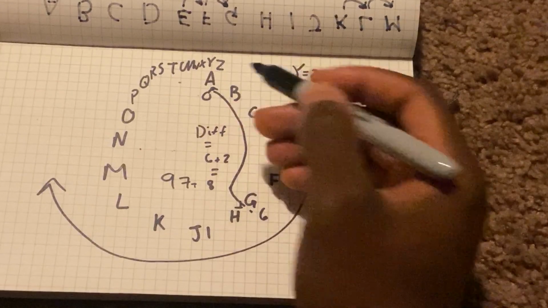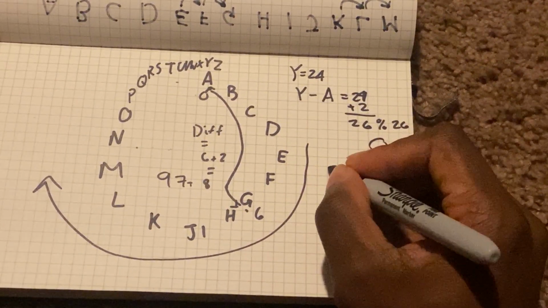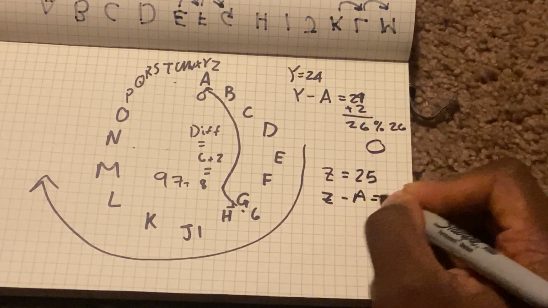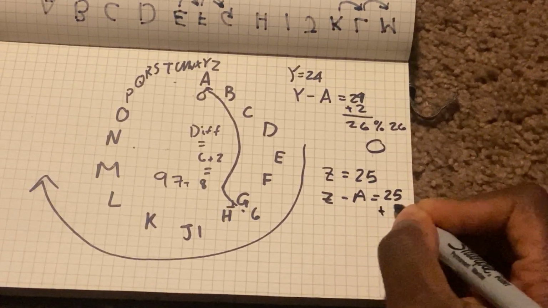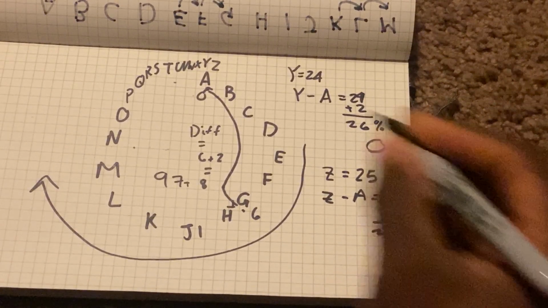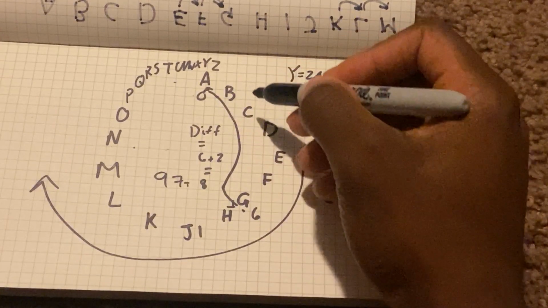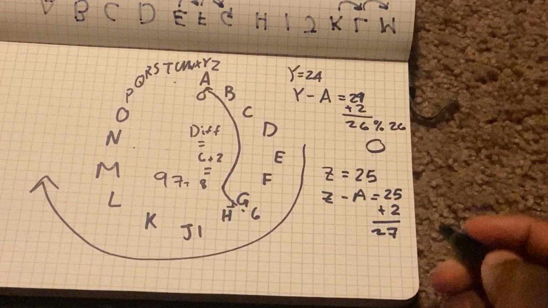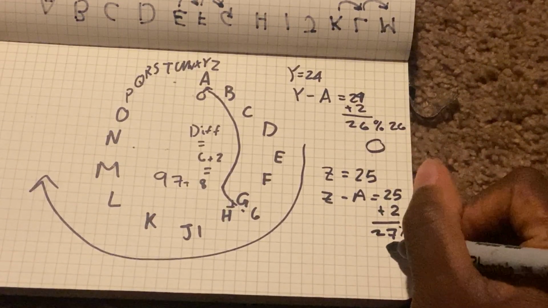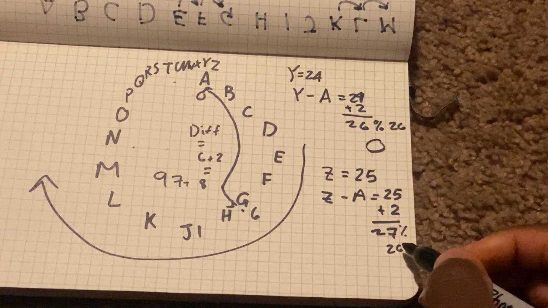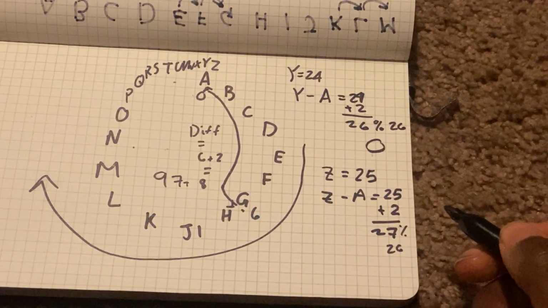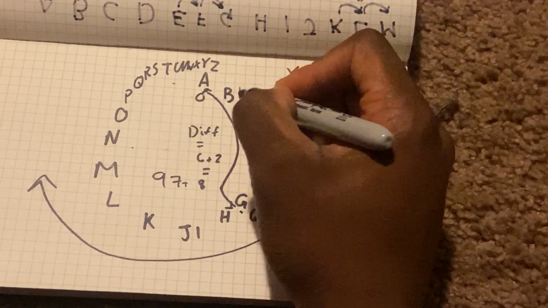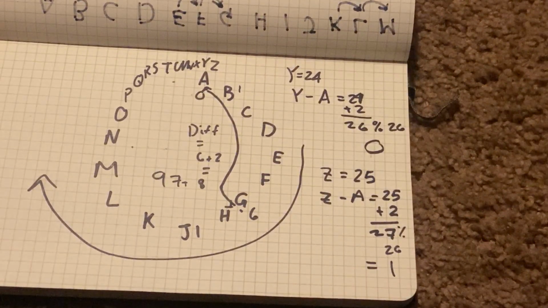If we did the same with z, z is 25, and so z equals 25. Z minus a equals 25. If we add 2, that's 27, right? We don't have a 27 on our thing. It goes 0, 1, 2, etc., all the way to 24, 25, right? So if we mod that, 27 divided by 26 is 1 whole 26 with the remainder of 1, right? And so this 1 is our b. So that will be our next step.